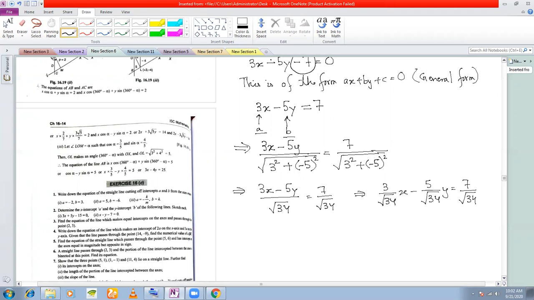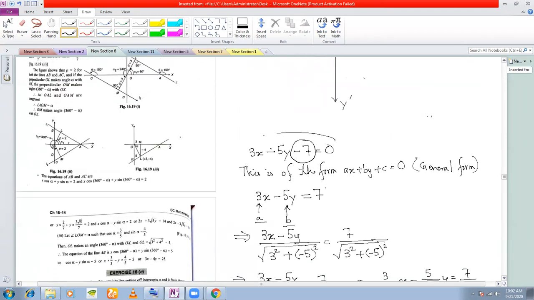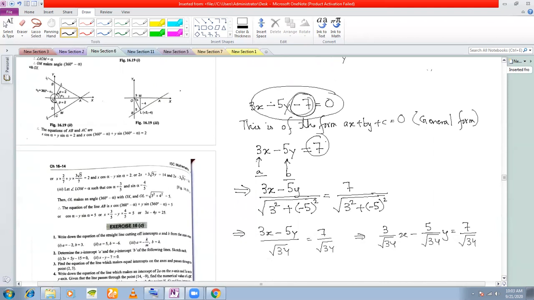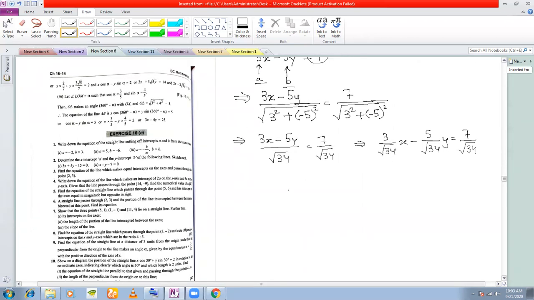So what you see here is that this straight line, which was in the general form here, 3x minus 5y minus 7. First, I wrote it in such a manner that this c here, which was minus 7, became positive. Okay, so I took it on the other side, it became positive. Okay, now what I did was I divided both sides of the equation by the square root of this square plus this square, and I got the normal form. Is this normal form absolutely clear? Yes, sir. I'll take one more example of normal form.